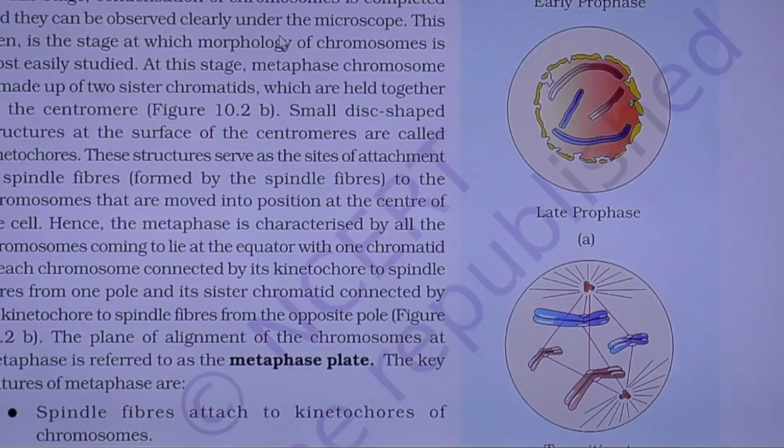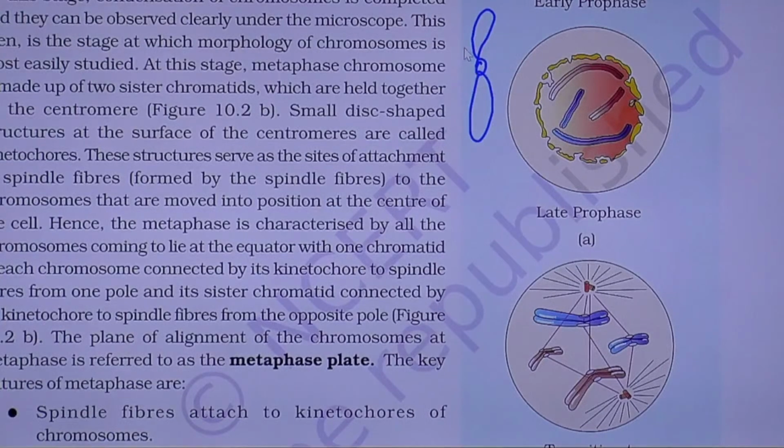At this stage, the metaphase chromosome is made up of two sister chromatids which are held together by the centromere. Small disc-shaped structures at the surface of the centromere are called kinetochores. So here it is saying that in metaphase the chromosome is made up of two sister chromatids. This is a spindle fiber.